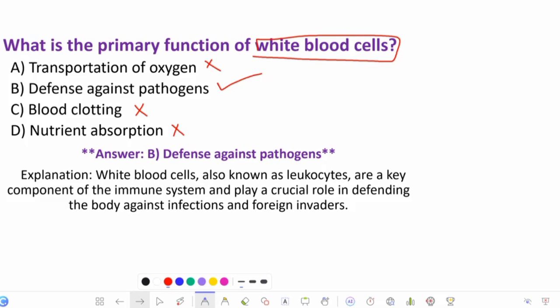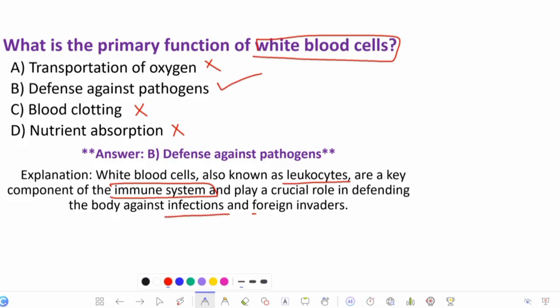White blood cells, also known as leukocytes, are key components of the immune system. The immune system is the system of the body which protects the body from foreign invaders, from infections, from germs, from microorganisms, and plays a crucial role in defending the body against infections.